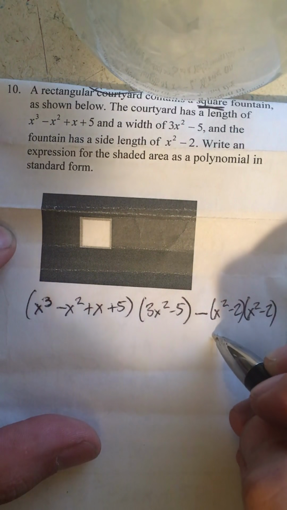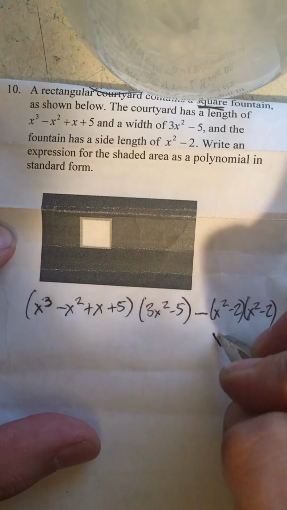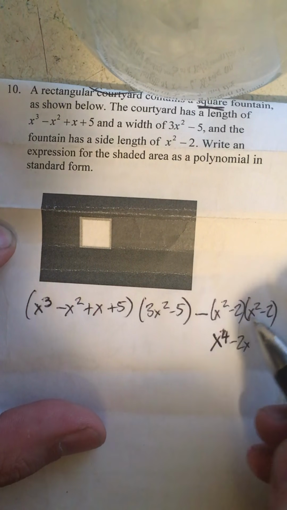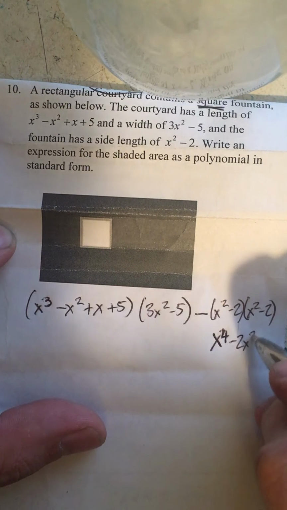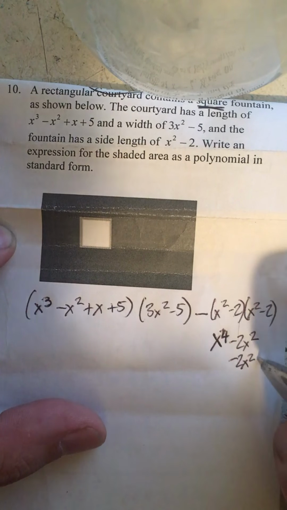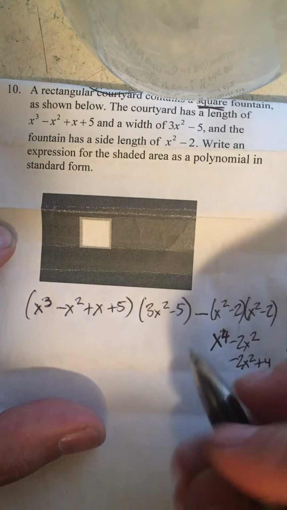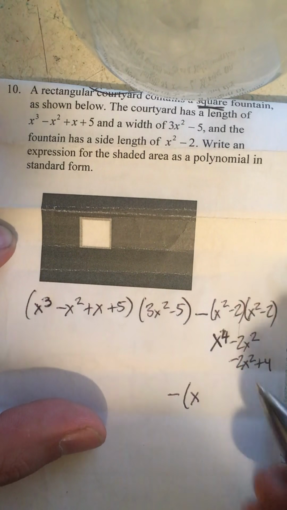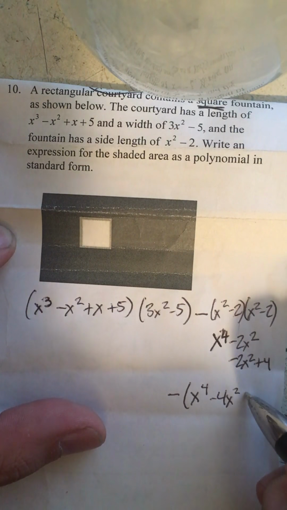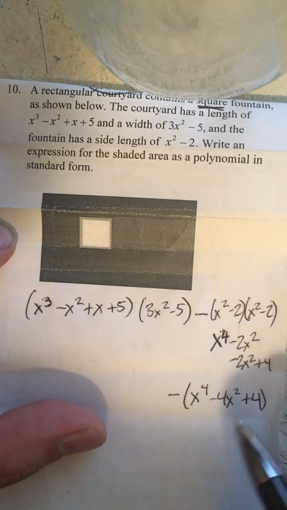So this is going to become x squared. Okay, that's going to be minus 2x. So sorry, that's x to the fourth. There we go, that's better. X to the fourth minus 2x squared. Minus another 2x squared. And then plus 4. So all of that is going to look like this. Notice the negative sign is still out in front right here. That'll be x to the fourth minus 4x squared plus 4. Now eventually we're going to distribute that negative sign.